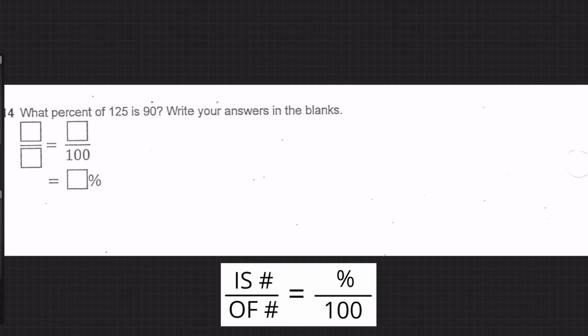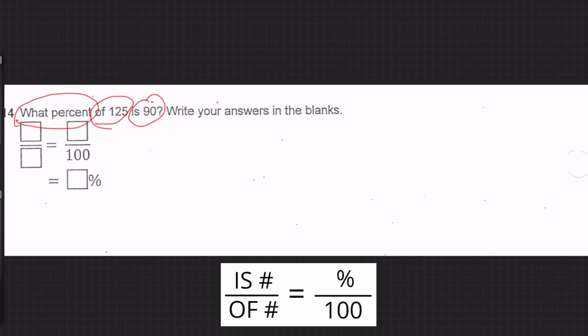All right, so this one's pretty simple. And the reason it's simple is because this is a percent question, and it's already set up in the is of percent formula. We've got the is number, what percent of 125 is 90? We've got the of number, what percent of 125 is 90? And I can tell you right here that we're missing the percent because it says what percent. So that's a good indication right there. The boxes are already drawn.